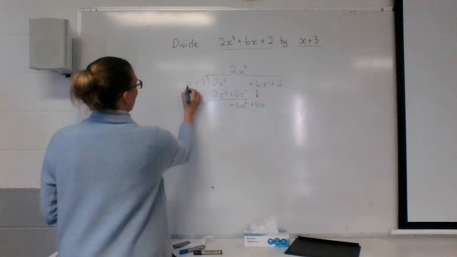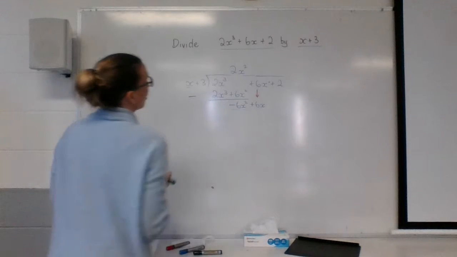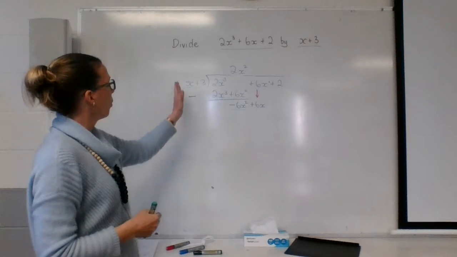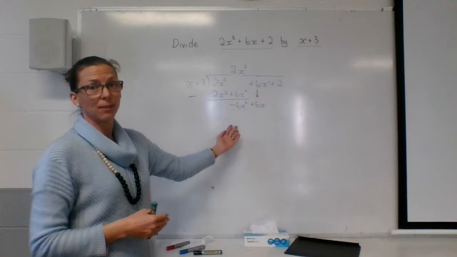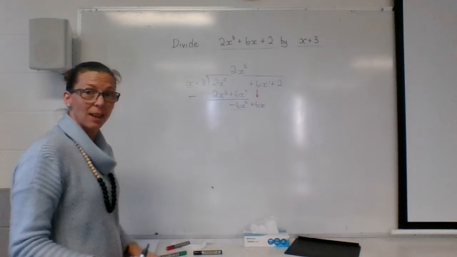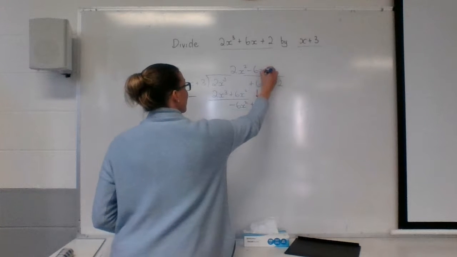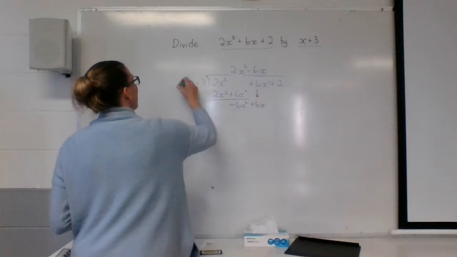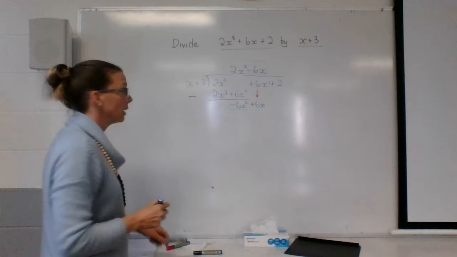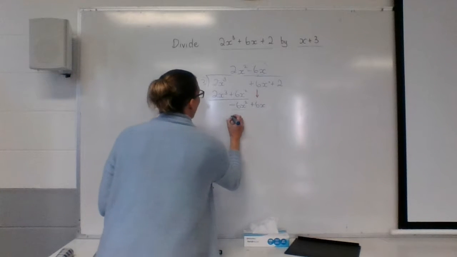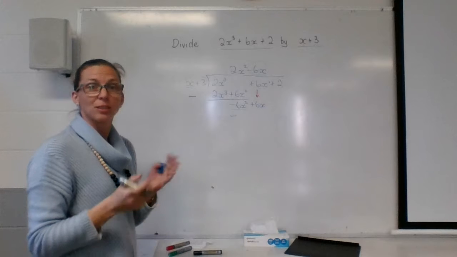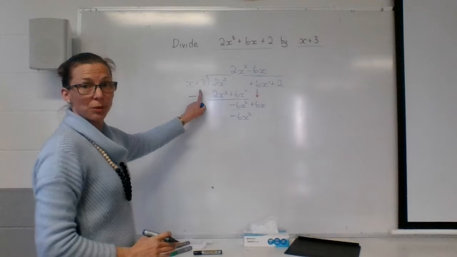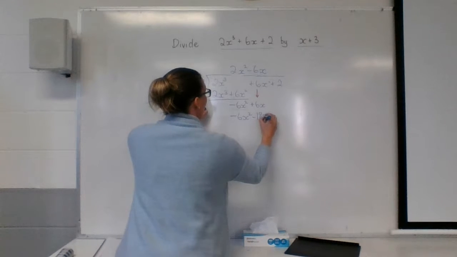Now what I'm going to think about is, how does this x go into negative 6x squared? Or I'm going to flip it the way we did with the first one and think, what do I need to times x by to get negative 6x squared? The answer to that is negative 6x. Whatever that result is, I'm now going to multiply by that divisor. Negative 6x times x is negative 6x squared. Negative 6x times positive 3 is negative 18x.